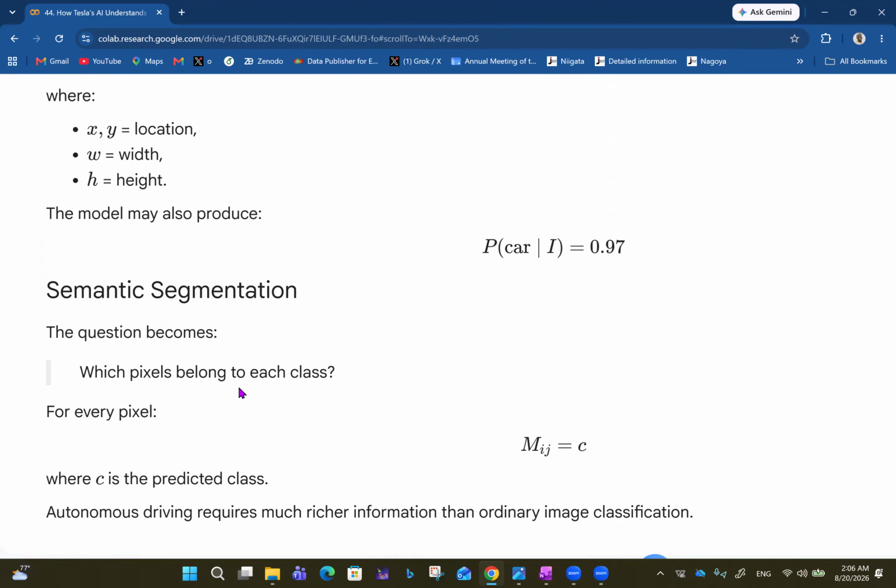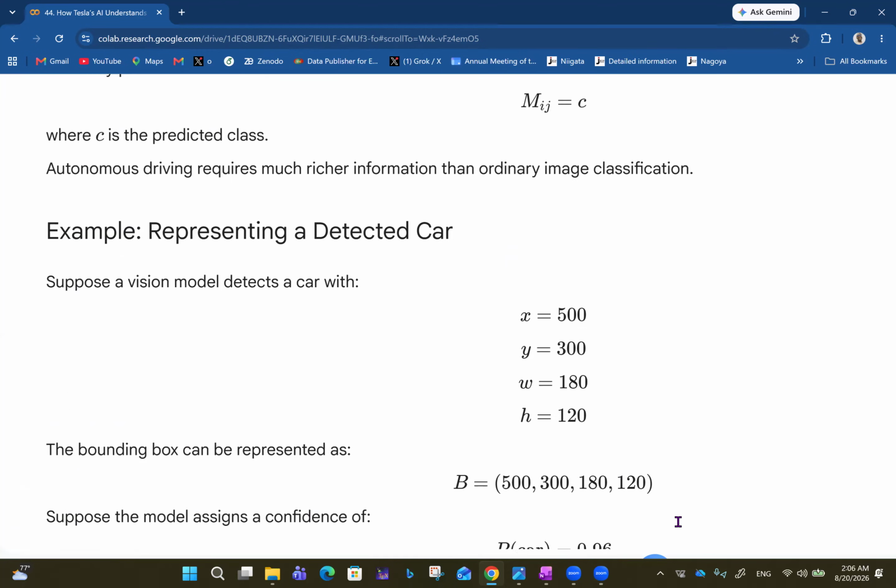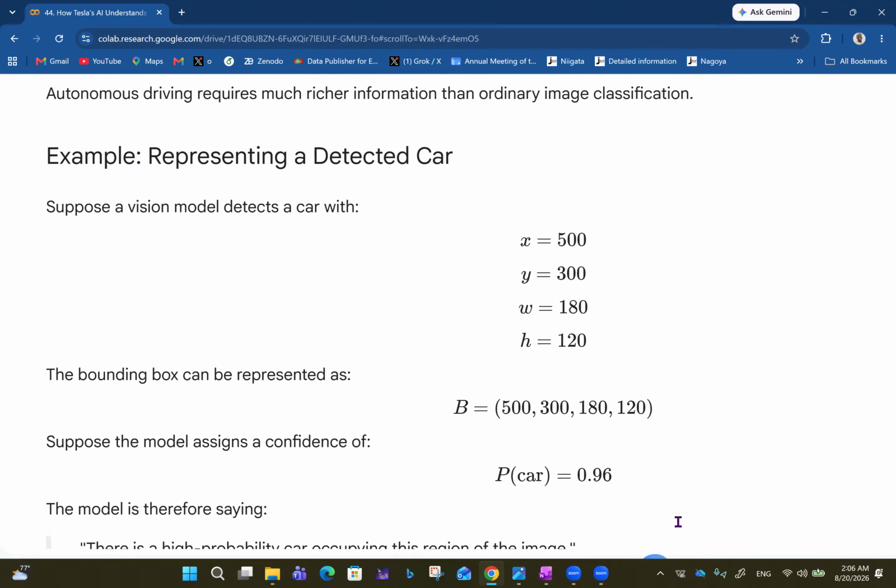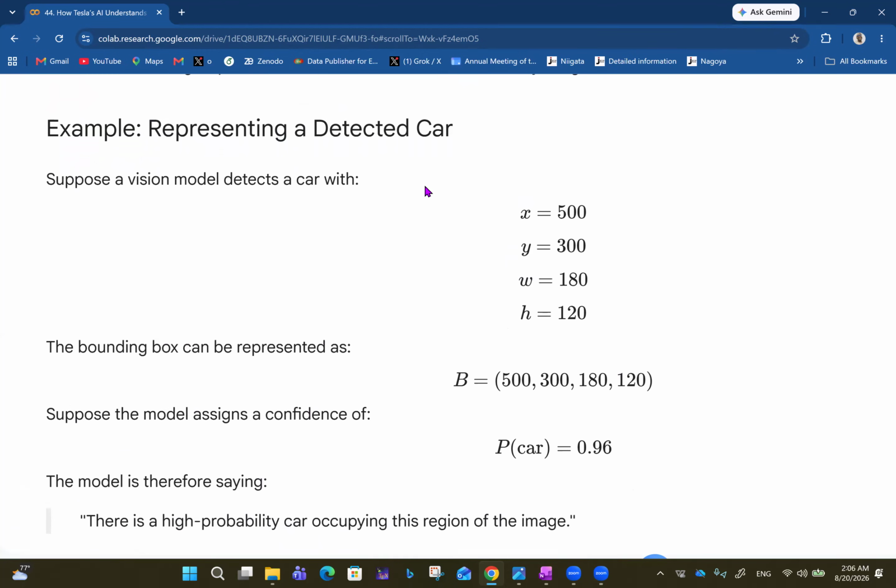The question becomes, which pixels belong to each class? So for every pixel, M sub ij is equal to C, where C is the predicted class. Autonomous driving requires much richer information than ordinary image classification, for sure. And then we have representing a detected car now.